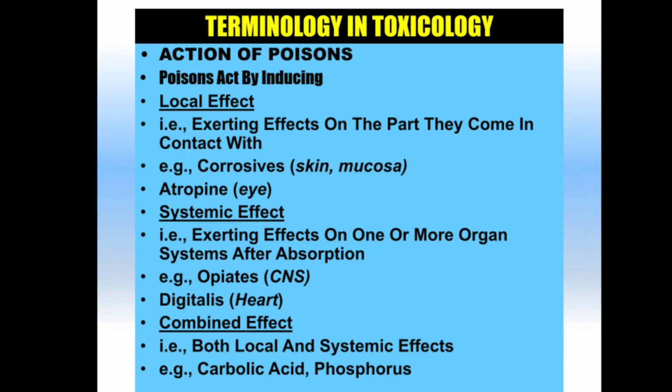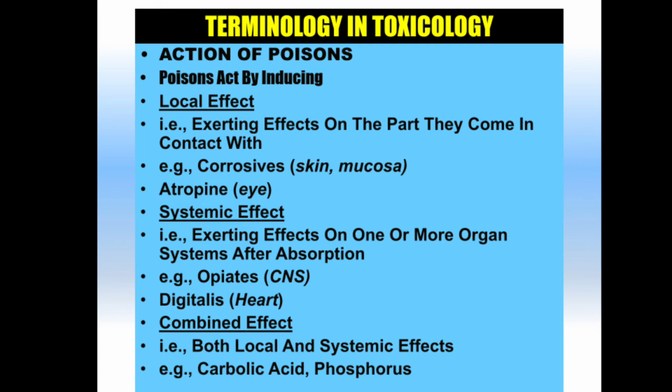And that may be on one or more than one organ system. Like, for instance, opiates or opioids, which act on the central nervous system mainly, or a drug like digitalis, which acts on the cardiovascular system, mainly the heart. Or there can be those with combined effect, that is both local and systemic effects. For instance, carbolic acid, also called phenol, which has effects on the skin or mucous membrane locally in the form of corrosion, and also can be absorbed systemically with systemic manifestations. Also the same case with phosphorus.